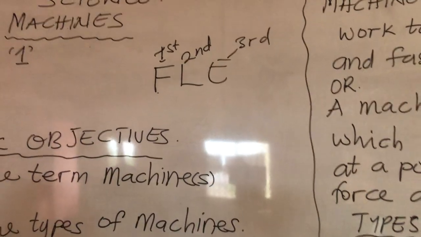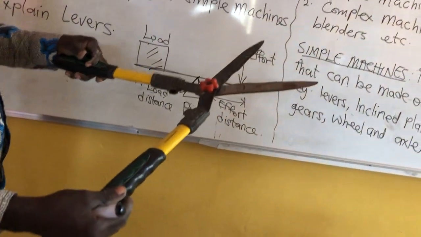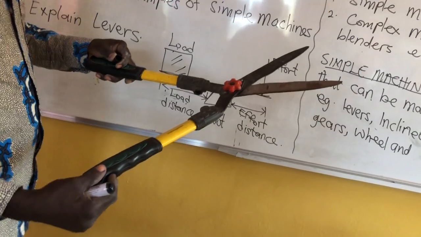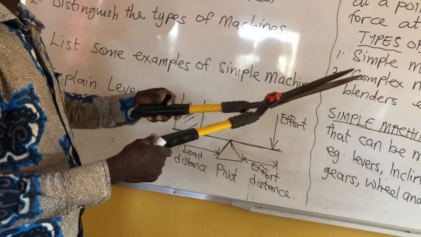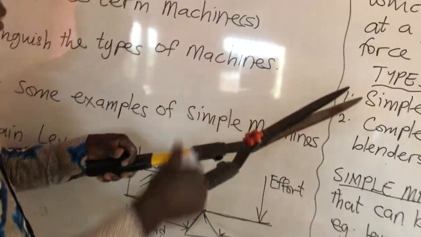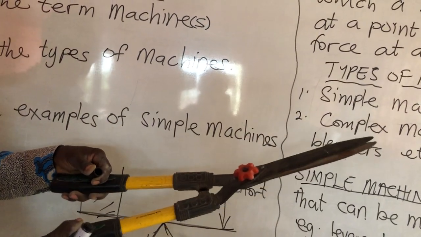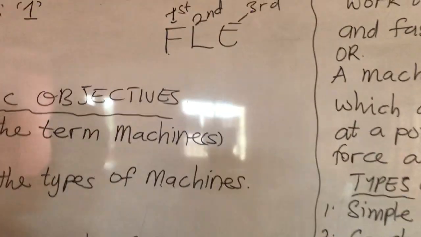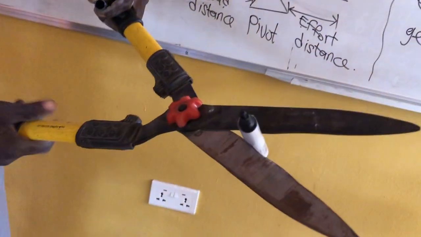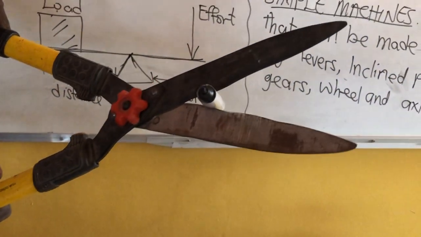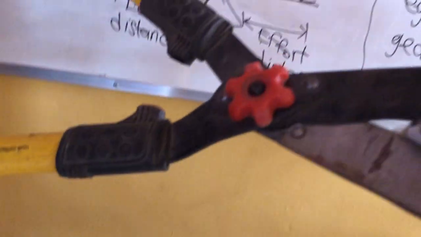So when you take this simple machine, the garden shear, which looks like scissors, you can see that the handle here, which is the effort, comes first. The effort is here. Then the load is outside here, where you are going to put the material that you are going to cut. And the turning point, which is the pivot, is situated in between.